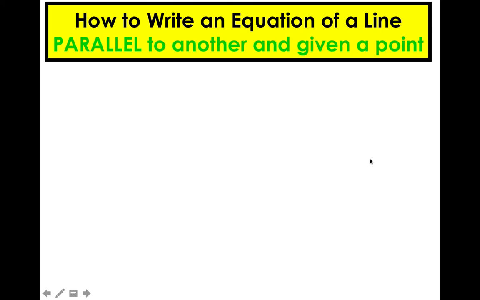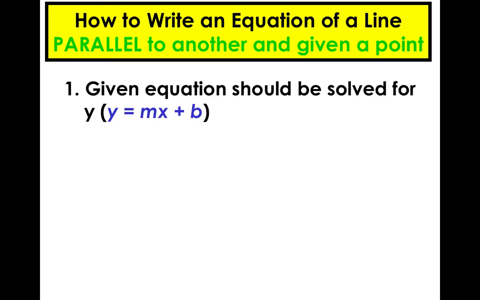So how do we write an equation of a line when we're saying that these two lines are parallel to one another? The first thing we need to make sure we understand is that, given the equation, it should be solved for y. If I give you an equation and the y is not isolated, I have to isolate it, or it is best that I isolate the y variable first.